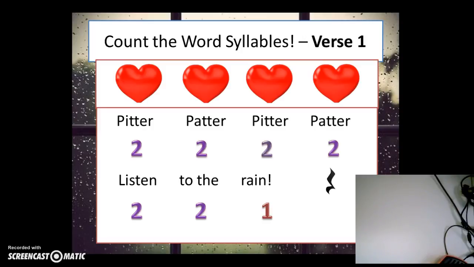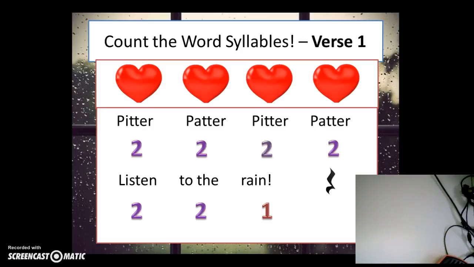Ready, go. Pitter, patter, listen to the rain. Rest. And on that rest, we don't clap anything because there's no musical sound. That means that we take a break from making music. So let's do it one more time just with the clapping. Pitter, patter, listen to the rain. Rest.